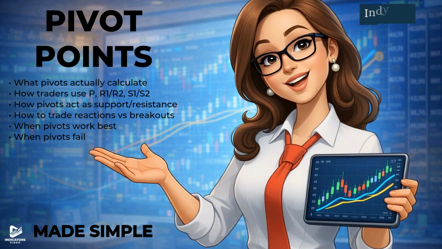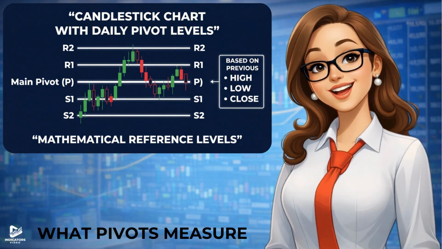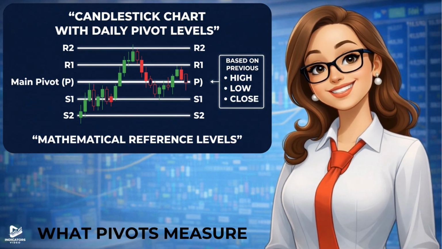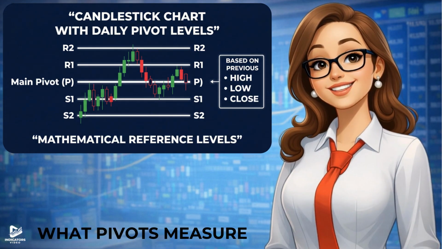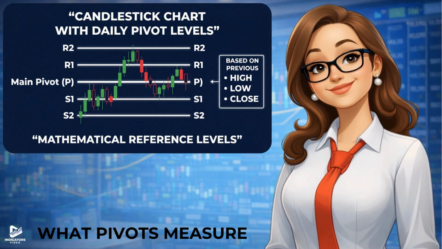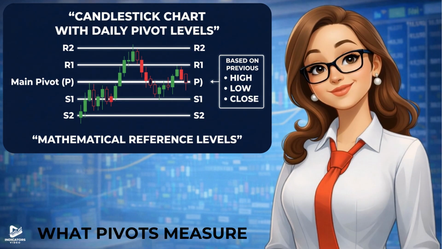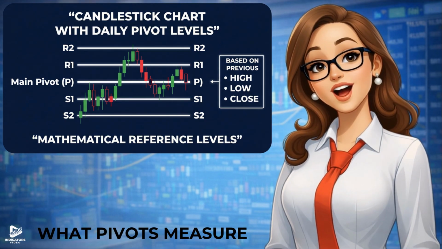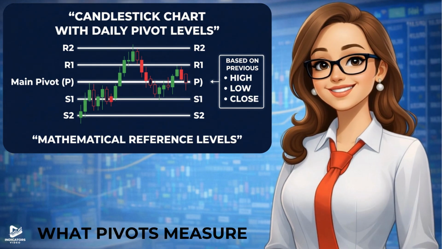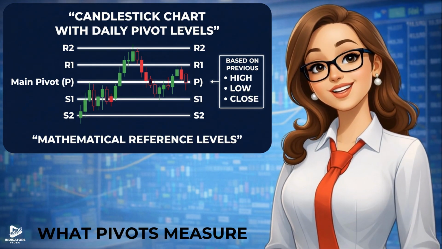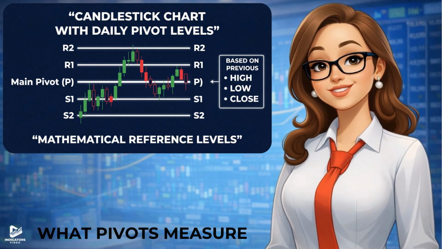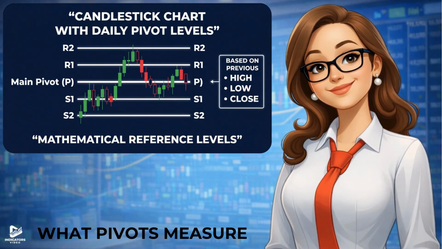Let's begin. To understand pivots properly, you need to understand what they're measuring. Pivot points are calculated levels based on the previous session's high, low, close. That's it. The core level is the pivot point, often labeled P. Then you get projected levels above and below it. Resistance, R1, R2, sometimes R3. Support, S1, S2, sometimes S3. So pivots aren't drawing tools. They're mathematical reference zones. And because they're widely used, they often become self-fulfilling reaction points. And traders place decisions there.